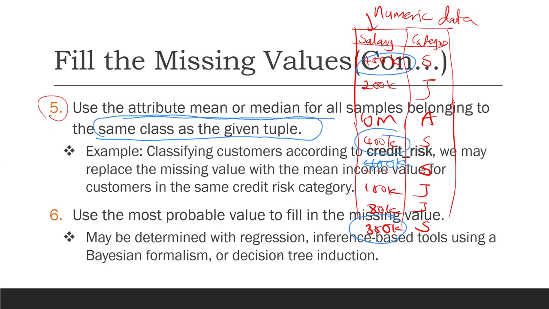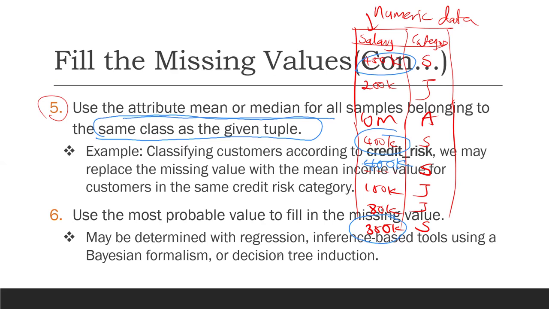The sixth one: you can use the most probable value to fill the missing values. Most probable value in the sense that maybe you can apply some regression analysis, or inference-based tools, or some statistical methods. Based on statistical analysis you predict some value, and you fill the missing values with that particular value. So maybe you can apply some regression model, find out some values from it and use those, or use some statistical approaches, Bayes theorem and other things.